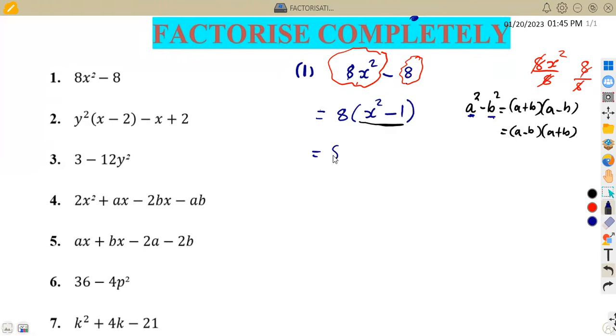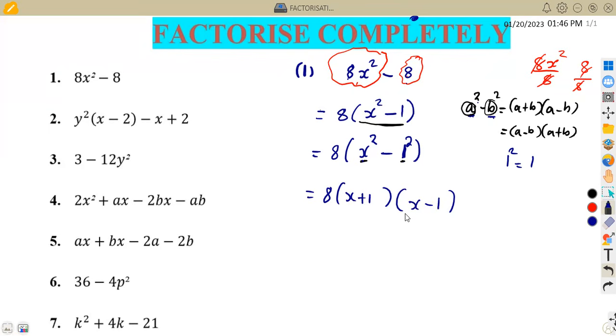So that means we are going to have 8 into, already here x squared minus 1 is the same as 1 squared. Take note, guys, that 1 squared is the same as 1. We've got x and 1, which is the same as a and b here. So our answer is going to be 8, then we've got 2 brackets of difference of 2 squares. So we've got x and 1. It's going to be x plus 1, and another bracket is going to be x minus 1.